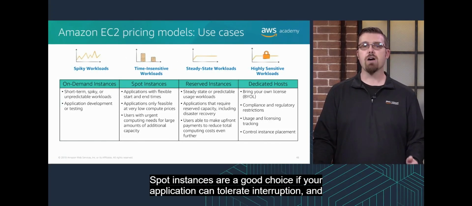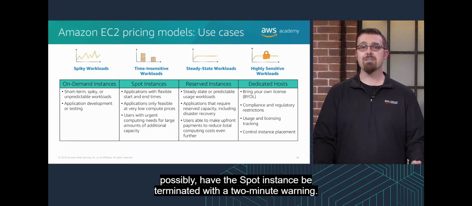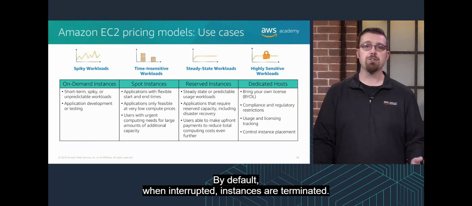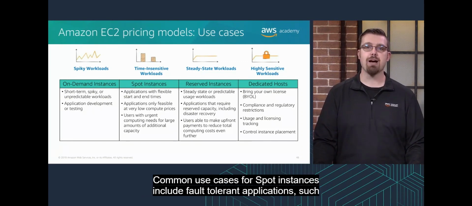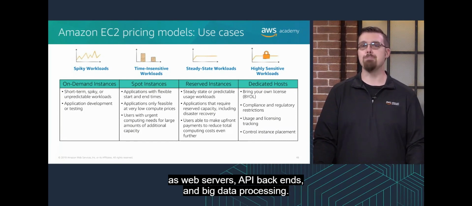Spot instances are a good choice if your application can tolerate interruption, and possibly have the spot instance be terminated with a 2-minute warning. By default, when interrupted, instances are terminated, but you can configure them to stop or hibernate instead. Common use cases for spot instances include fault-tolerant applications such as web servers, API backends, and big data processing.